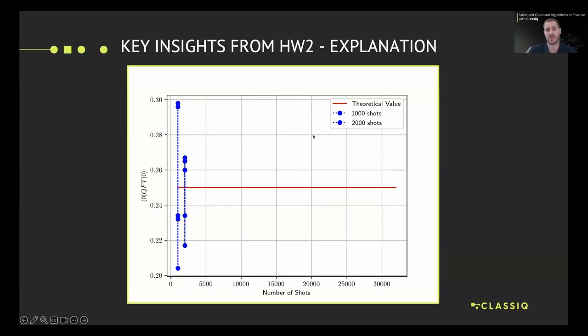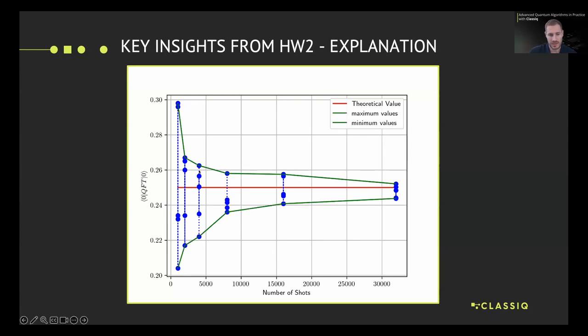I did it again with 2,000 shots. So these are five different executions. I ran it with 2,000 shots one time, and then I did it again and again 5 times. And these are the expectation values that I received. And I repeated that for 4,000 shots, and for 8,000 shots, and for 16,000 shots, and for 32,000 shots. And now we can have a qualitative understanding of the dependency on the number of shots.